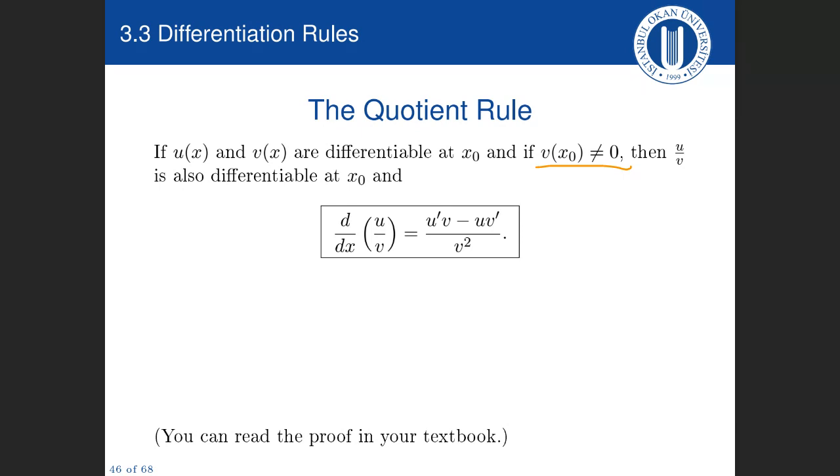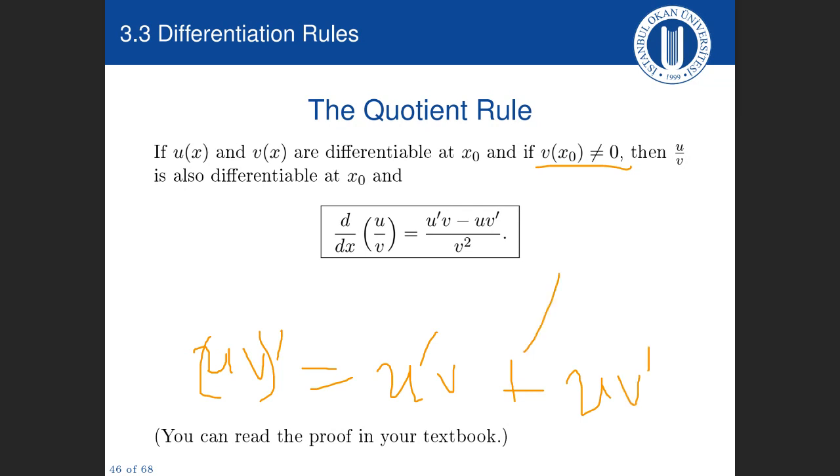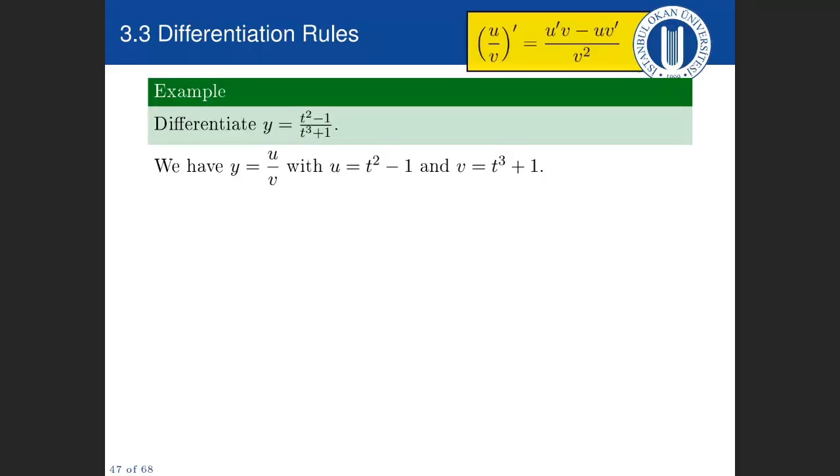Now, let me just remind you of the product rule. The product rule said (uv) prime is u prime v plus uv prime. In the product rule, we have a plus, but in the quotient rule, there's a minus sign. Okay, I put that formula in the yellow box at the top.